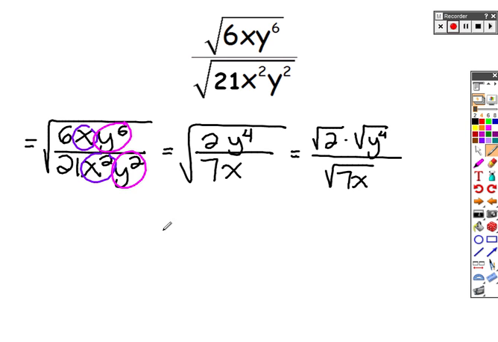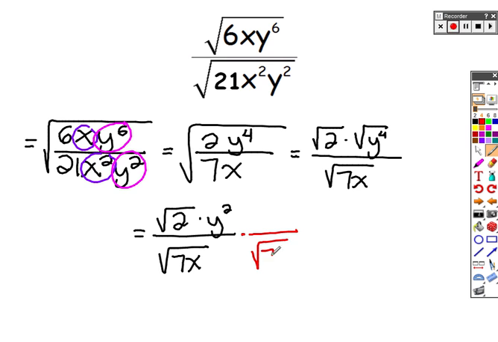So let's move down here now. I have the square root of 2 times the square root of y to the 4th, which is just y squared. In the denominator, I have the square root of 7x. So I've cleaned up everything as far as I can go, except I haven't rationalized yet. If I still have that radical sign in the denominator, I want to get rid of it.